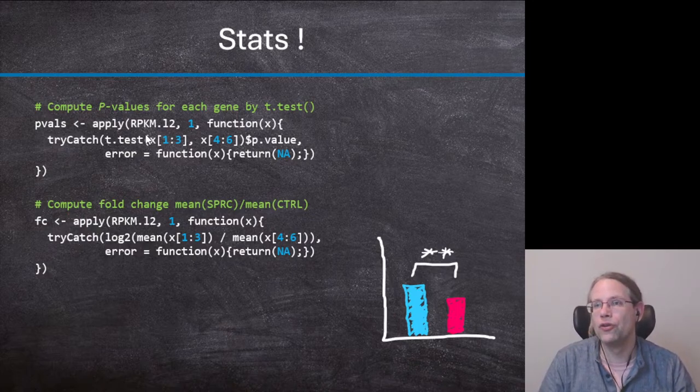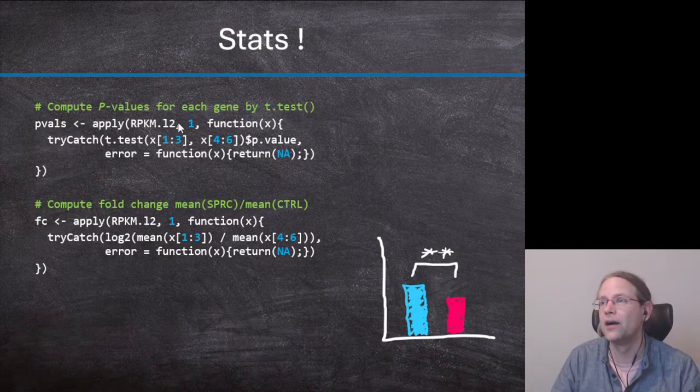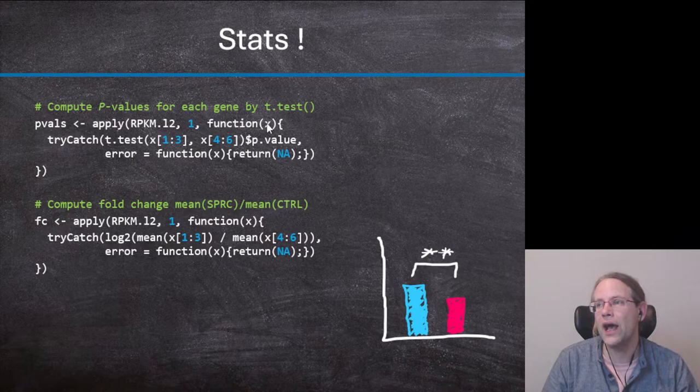The way that I'm going to do it, again, is using one of these apply functions. I'm going to apply to the log transformed RPKM data, to the rows, a function of x, where x will be the row. I'm going to do a t-test between the first 3 versus the second 3, so I'm t-testing the treated samples versus the control samples. Then I'm going to take the p-value, and that is the thing that I'm going to return.